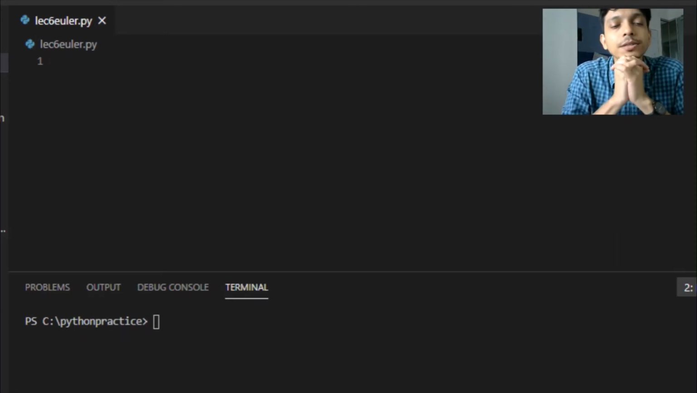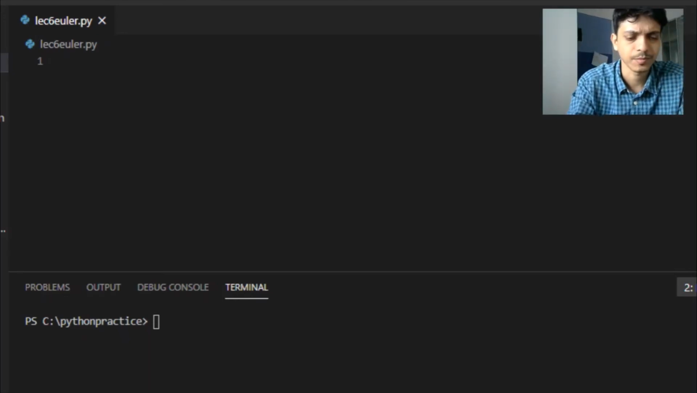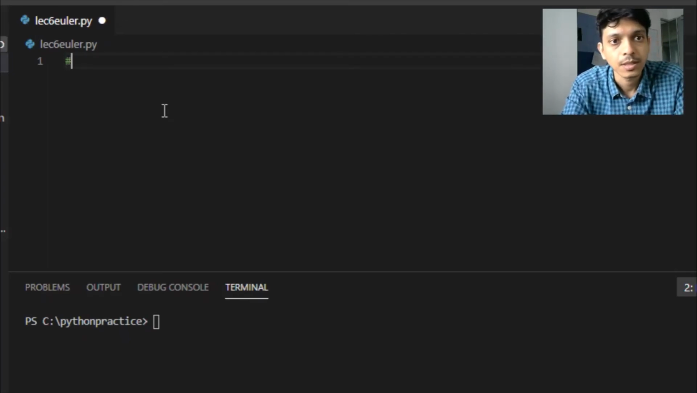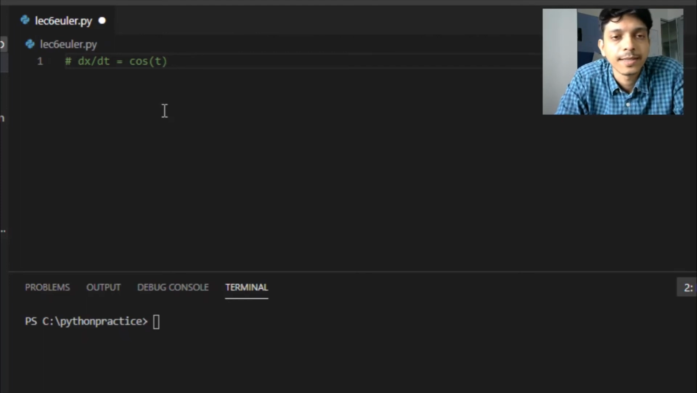So let's try writing a short program to solve an ordinary differential equation using Euler's method. It's the simplest method that we've learned, so it should not be difficult to program. Let me first write a comment telling me what function we are going to be integrating. I want to solve the differential equation dx/dt equals, let's say, cosine t. I know that the integral of this is going to be sine t. In principle, I don't really need to do this numerically, but just as an example, I'm going to take this function.